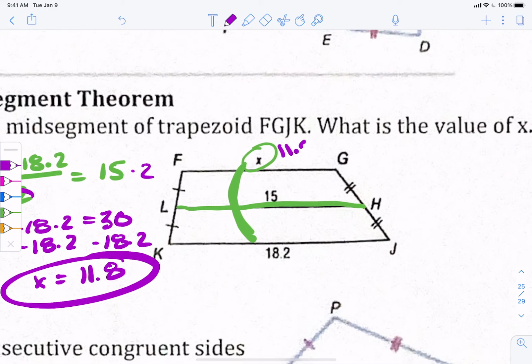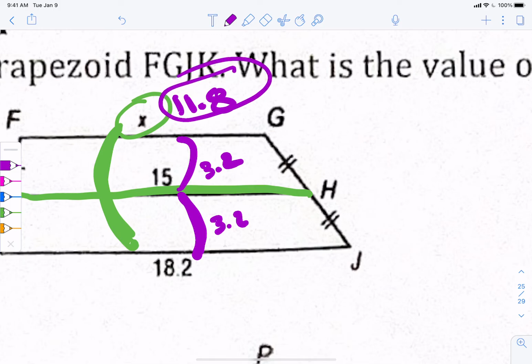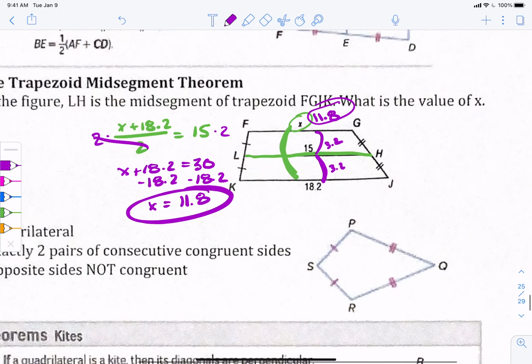All right, you ready for the other way? These are exactly the same distance apart. So, what do you have to add to 15 to get 18.2? 3.2. Now subtract 3.2. 11.8. So you can do it that way as well. Make sense? That way might have been faster, just add the 3.2, subtract the 3.2.